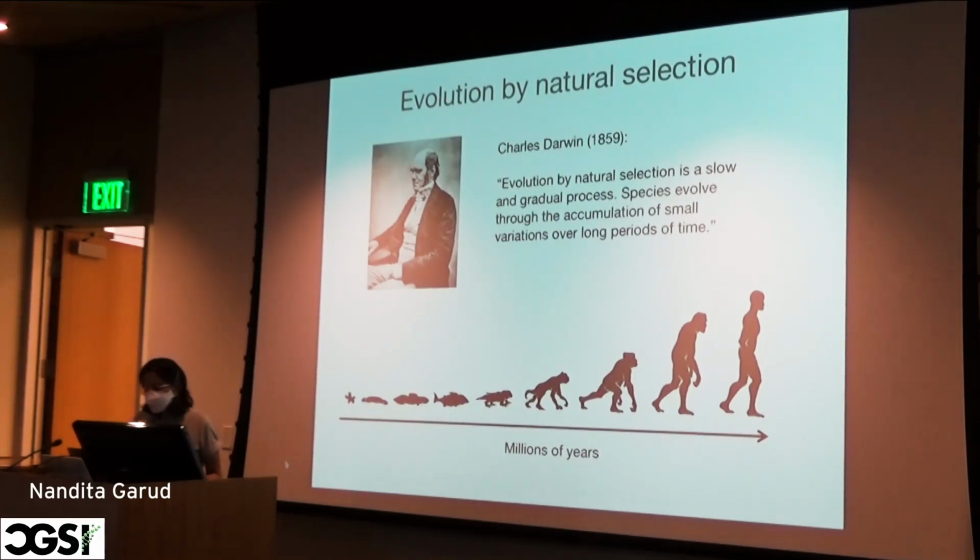What is it? So adaptation is a process whereby an individual or a population evolves to become more fit in its environment. How exactly does this occur? Well, Darwin said, evolution by natural selection is a slow and gradual process. Species evolve through accumulation of small variations over long periods of time. So Darwin said that adaptation occurs gradually.